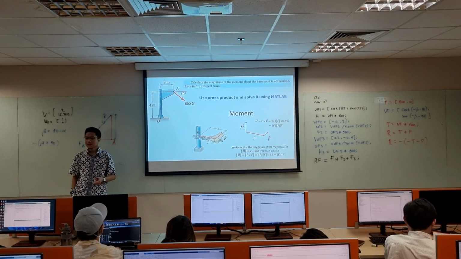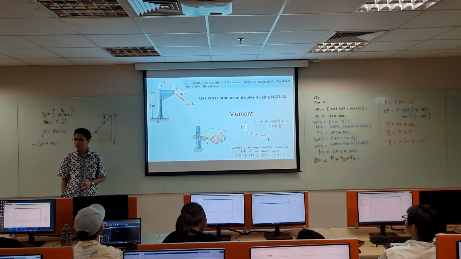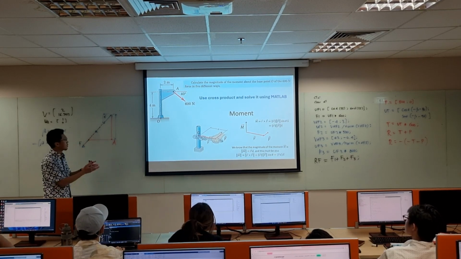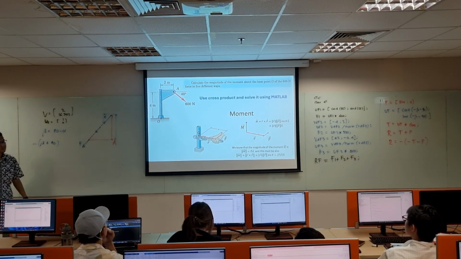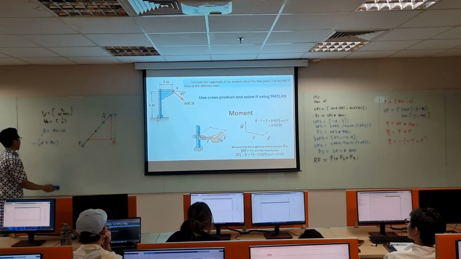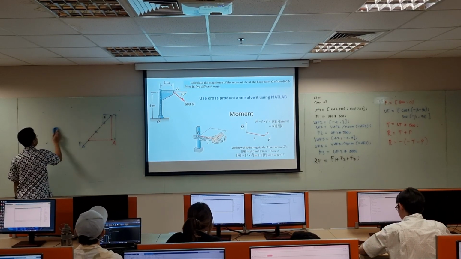What's the formula for cross product? i, j, k. What's the R in this case? R is the position vector. Position vector from O to A, correct. Position vector, positive.